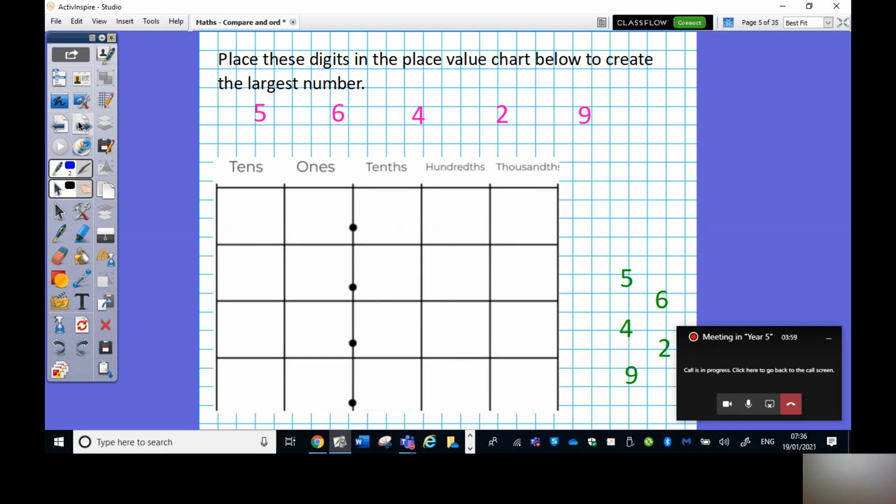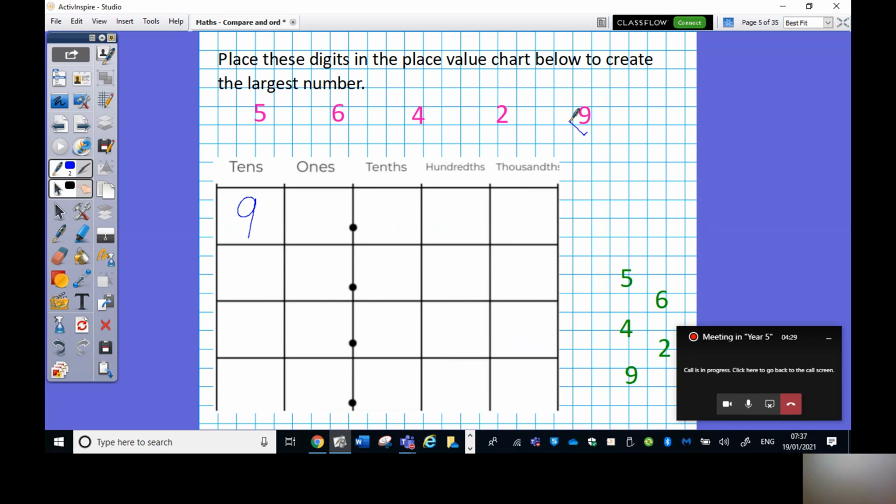I'm going to start with choosing the number at the top. So we've got 5, 6, 4, 2, and 9. And I'm going to choose the one with the greatest value, which is 9. Great. Where do you think I'm going to put it? Good. In the tens column. Why? Yeah, because it's worth the most. So I'm going to put 9 here. I'm just going to take it off, so I've reminded myself that I've used that number.